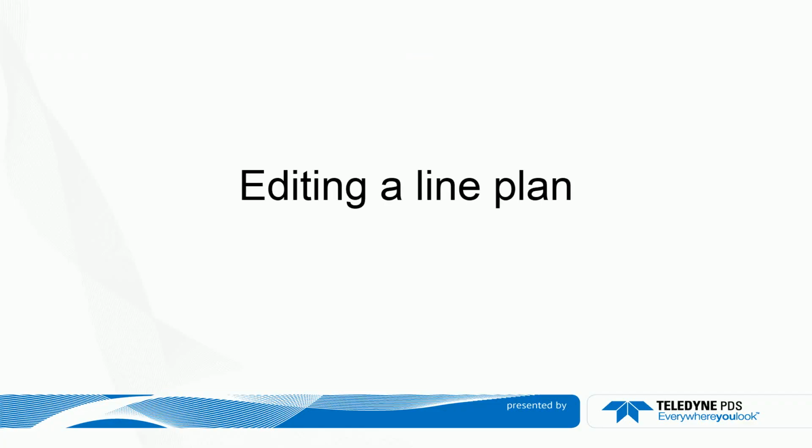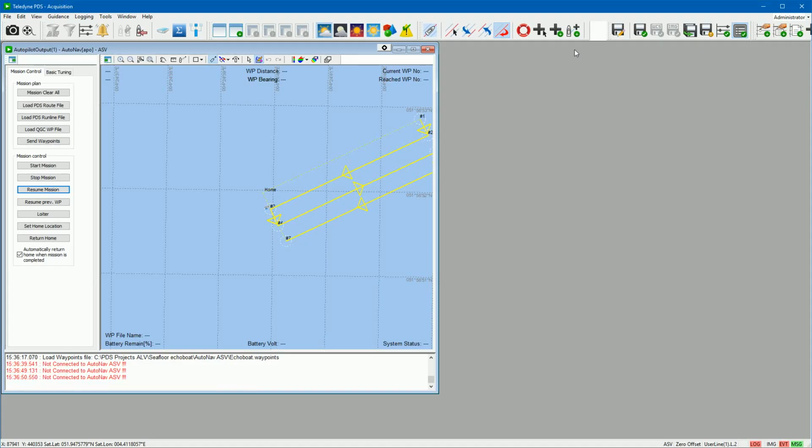Editing a line plan. A loaded line plan can easily be edited in Teledyne PDS. You can edit a line plan in the plan view, or from the Guidance Editor. Let's first show how you can edit a run line or route in the AutoNav plan view. Be aware, the loaded run line or route you would like to edit must also be the active run line or route in PDS. Open the Guidance menu to set the active route or run line.